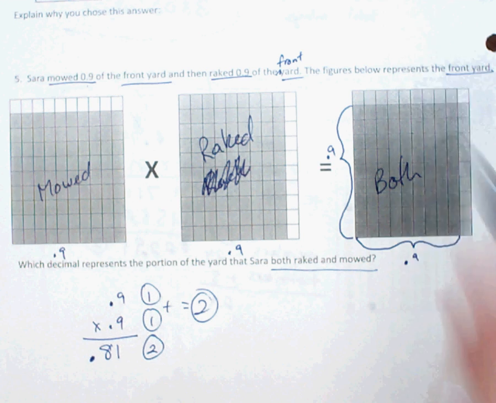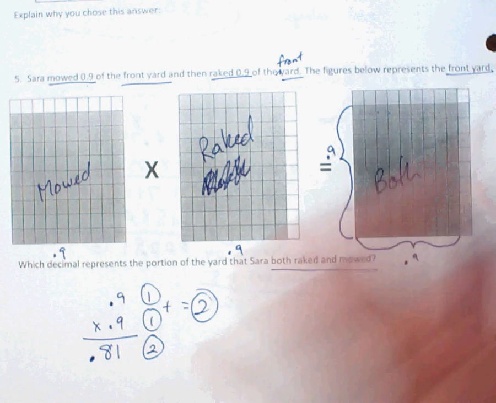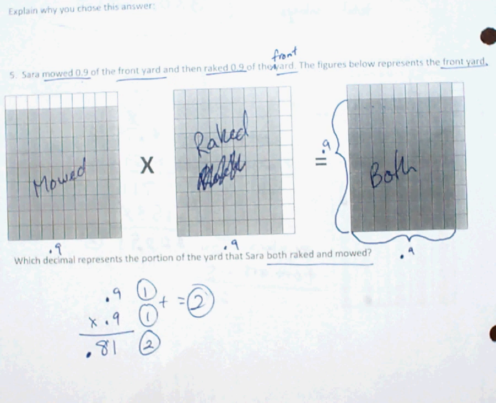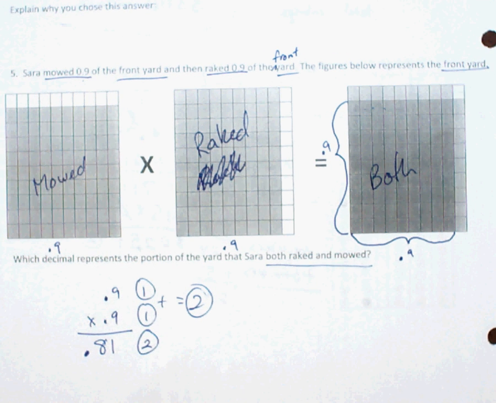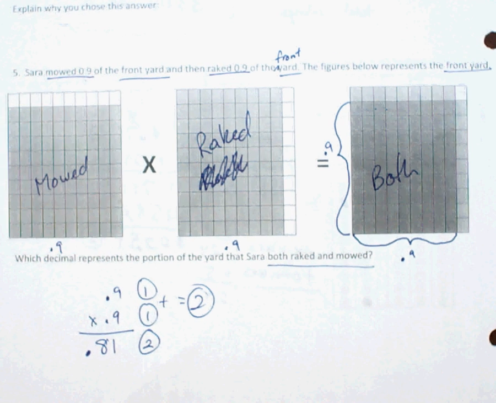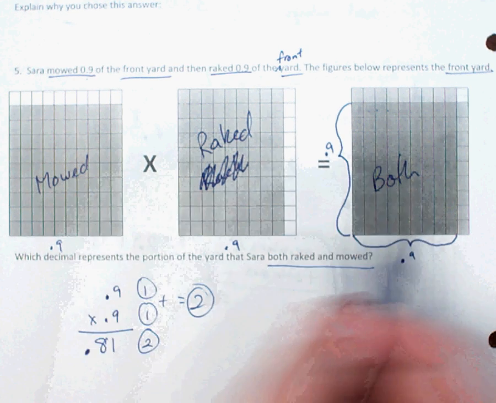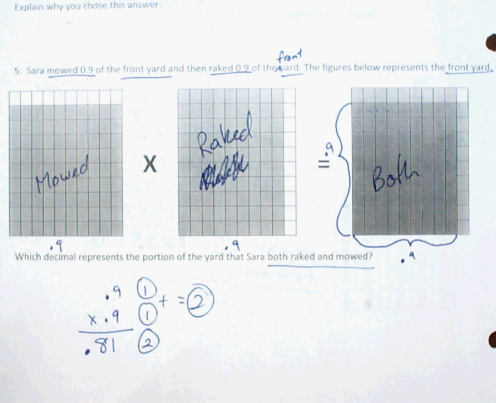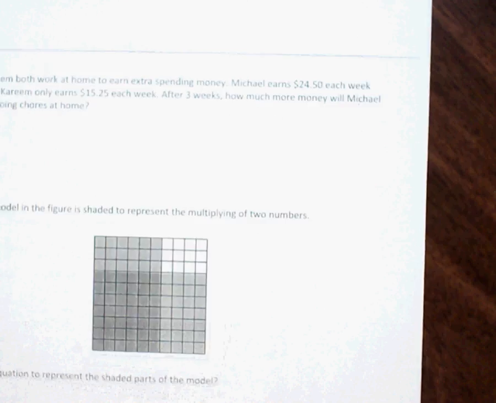Now I can go through and actually count this, where I go 1, 2, 3, 4, 5, 6, and I could go ahead and make sure that there's actually 81 little hundredths blocks in there, but that doesn't make a whole lot of sense. Now, incidentally, you'll see this sometimes with the area models for just basic multiplication beyond even with decimals. All right, on to number 6.